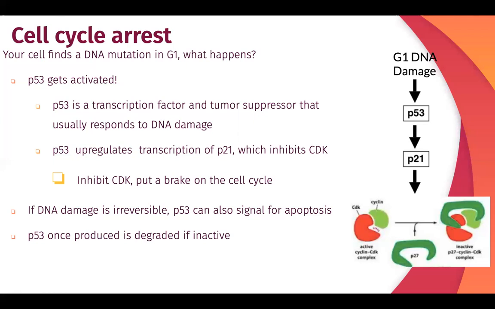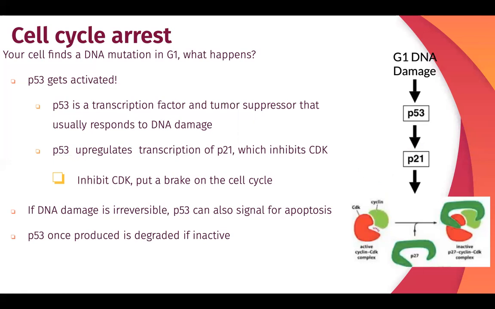So bad DNA, then you get your P53, which is a transcription factor. That'll upregulate the transcription of P21, and P21 is a CDK inhibitor. So that's going to inhibit CDK from doing its job. And like we said before, if you prevent CDK from doing its job, the cell cycle can't move forward.